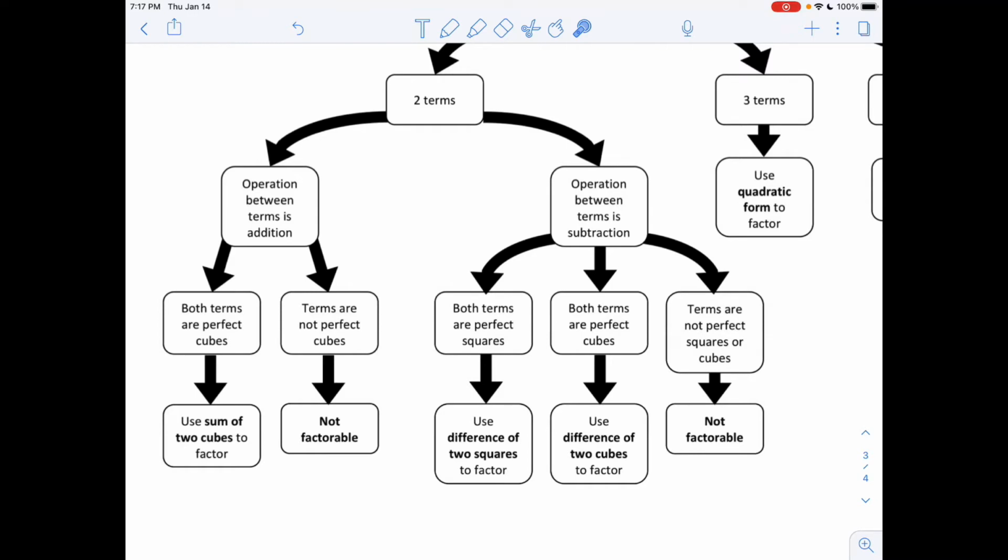Well, I have an m to the 4th power, and so m to the 4th power would be a perfect square, because I could multiply m squared times m squared, so m squared times itself, and I get m to the 4th power. 81 is also the perfect square of 9, so I do have subtraction and two perfect squares. So I'm going to use difference of squares to factor.